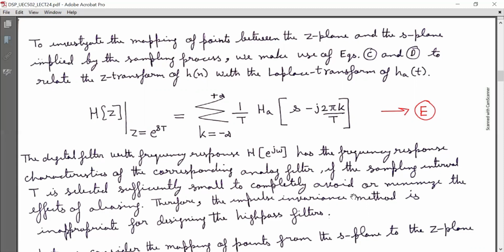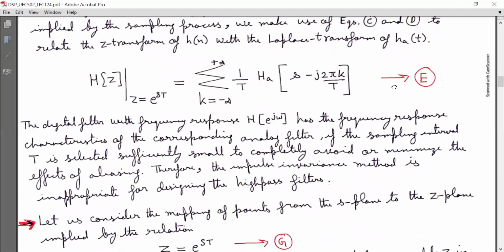We know that the Z transform is the general transform in discrete domain and the Laplace transform is the general transform in continuous time domain. So if I substitute z equal to e raised to power sT, then I can have the expression that H(z) at z equal to e^{sT} is equal to summation k running from minus infinity to infinity 1 by T H_a(s minus j2πk by T). Mark it as equation E.